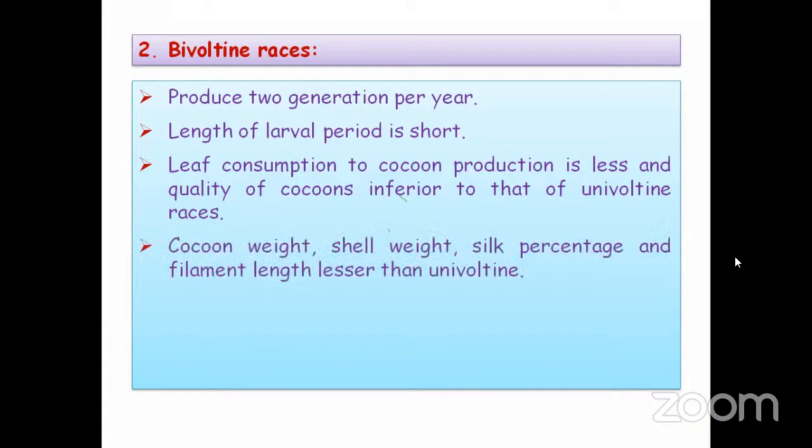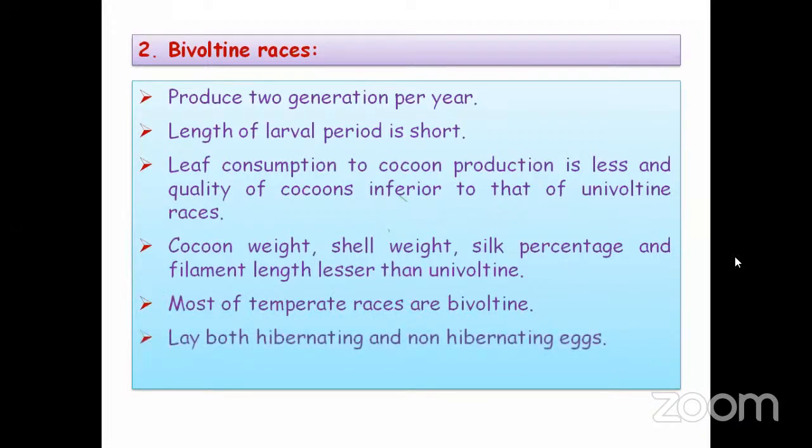And then the cocoon weight, shell weight, silk percentage, and filament length are lesser than in the univoltine races. Most of the temperate races are bivoltine and lay both types of eggs, the hibernating and non-hibernating eggs. Examples of these races are NB4D2, NB18, KA, and NB7. These are examples of the bivoltine races.